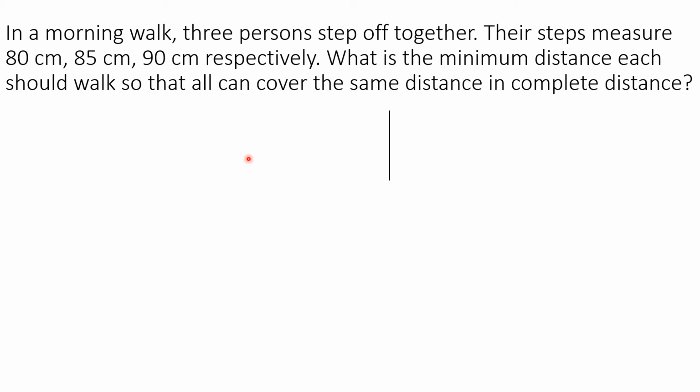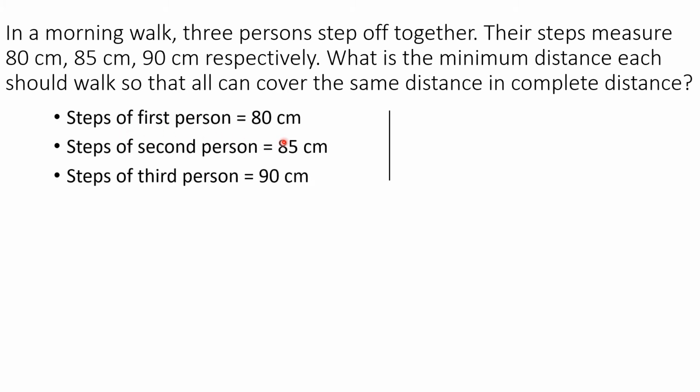Now what do we have to do? Yes, read the word problem carefully. So what is given first? Three persons and the lengths of their steps. It means the step of the first person equals 80 centimeter, for the second person 85 centimeter, third person 90 centimeter. Now understand, what is the minimum distance each should walk so that all can cover the same distance. It means we have to find a number which should be a multiple of all these three numbers, right? And minimum distance means least common multiple. That's why it is a question of LCM.